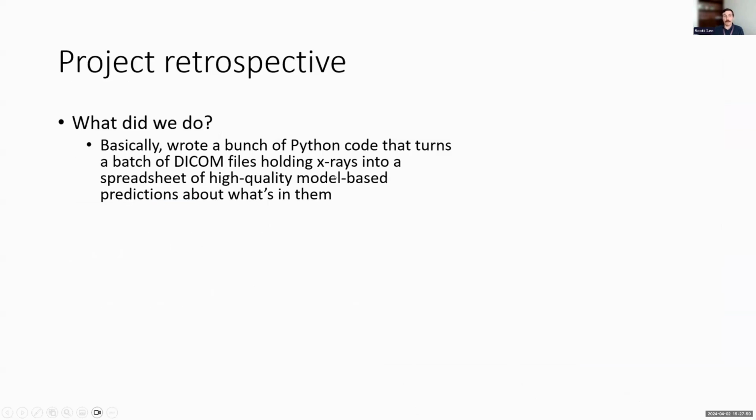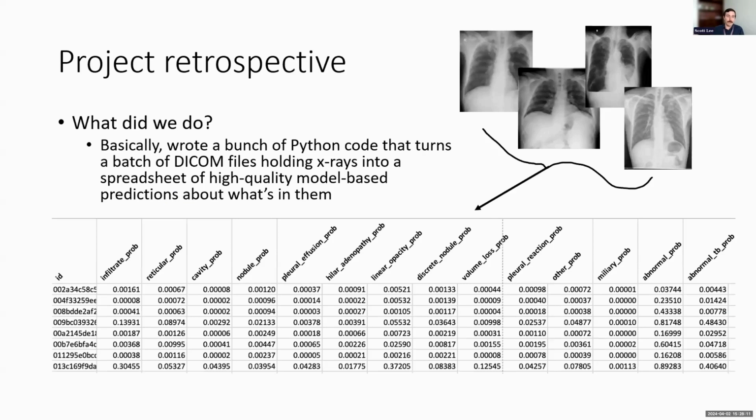So, conclusion really quickly. For all of the fancy stuff that went into the project, and as challenging as it was for me to put together, because this was the first time I'd really worked with image data, basically all I did was write a bunch of Python code that turns a batch of DICOM files, which are the container files that have the X-rays, into a spreadsheet that looks like this, where we've got the images on the rows and the predicted probabilities of abnormality across all of the different categories.